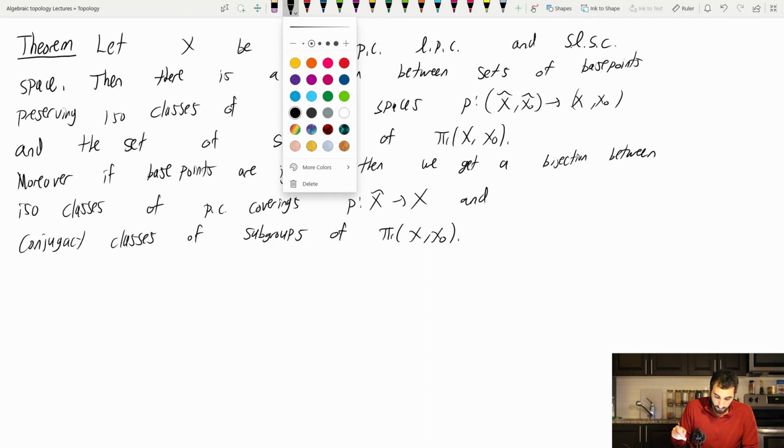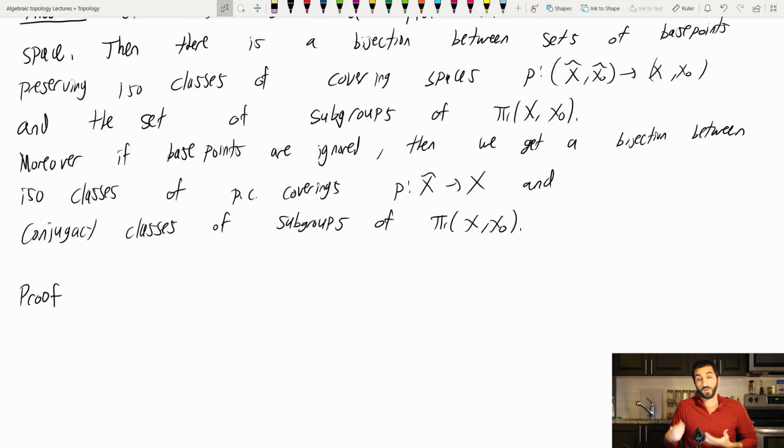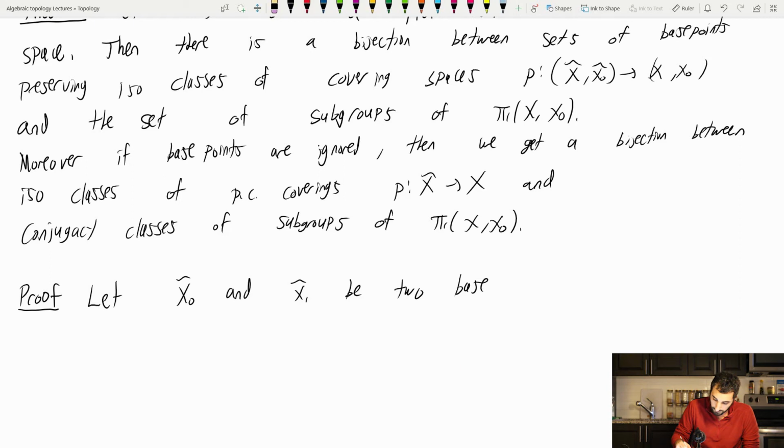Okay, so all that's left to prove here is the case without base points. So let X0 twiddle and X1 twiddle be two base points in P inverse of X0 for P from a covering map.